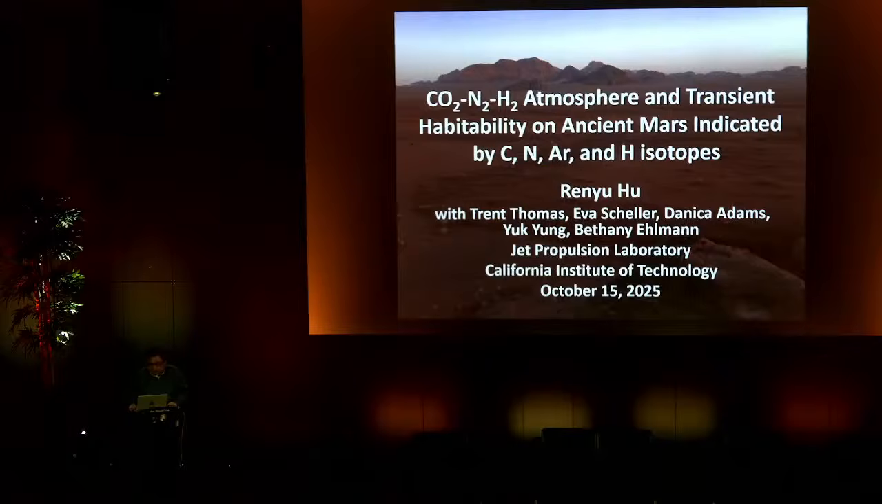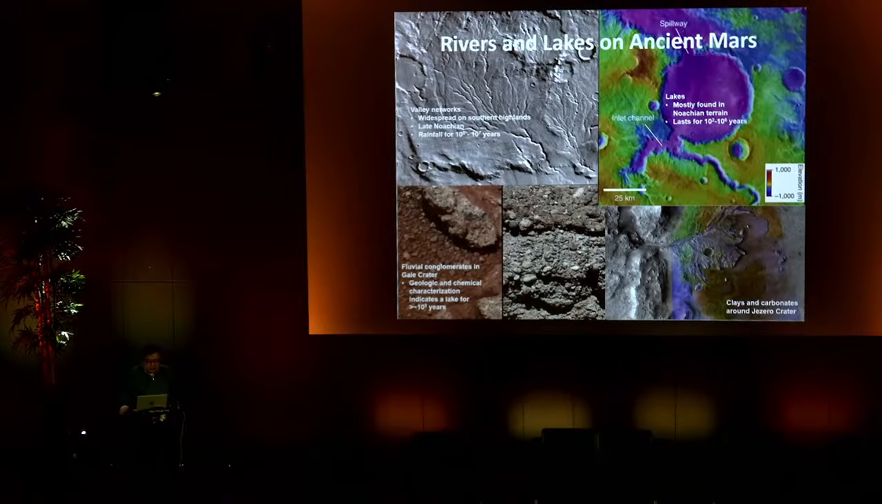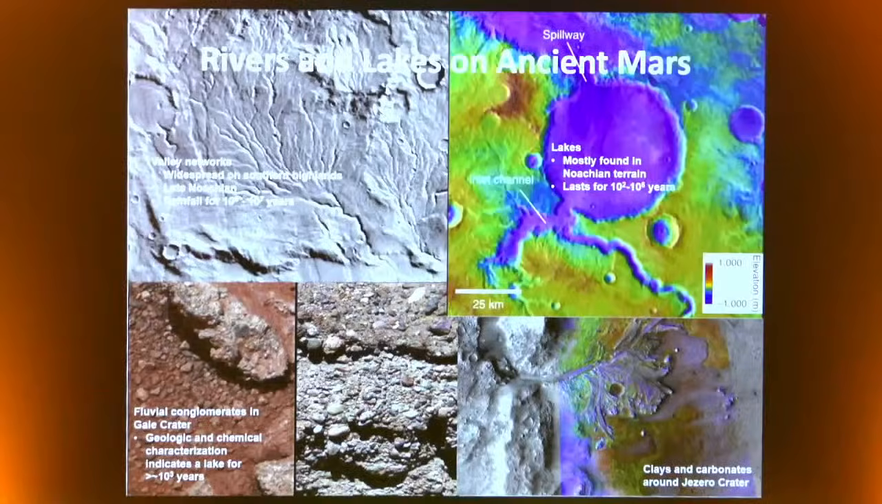So I don't need to repeat any of these things on the plot, but we have many different lines of evidence that a variety of aqueous activities happened on the surface of Mars when the planet was young.